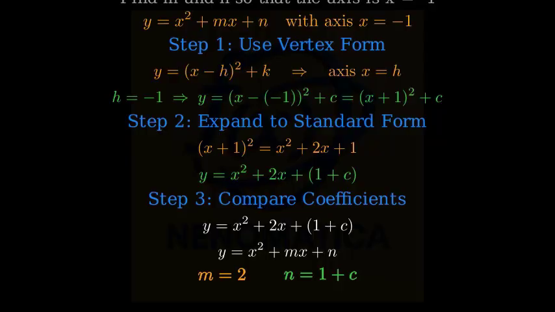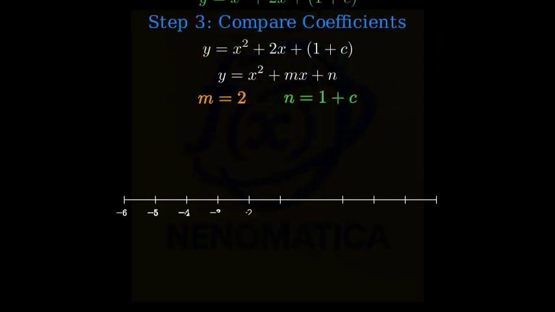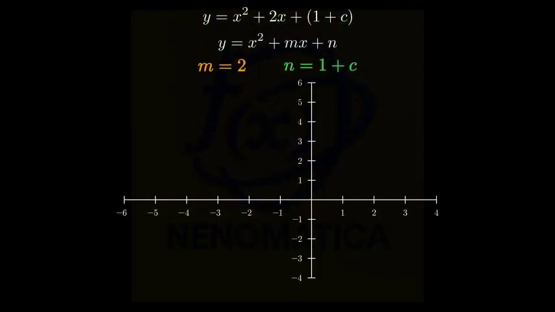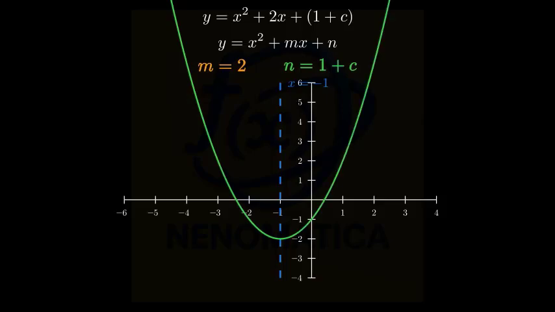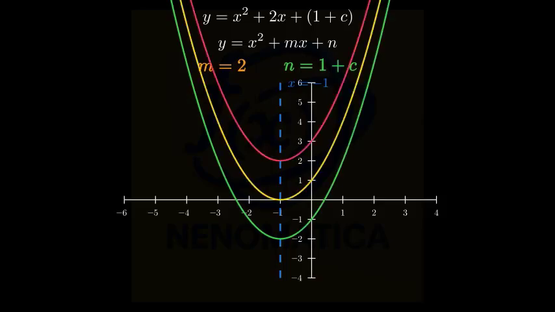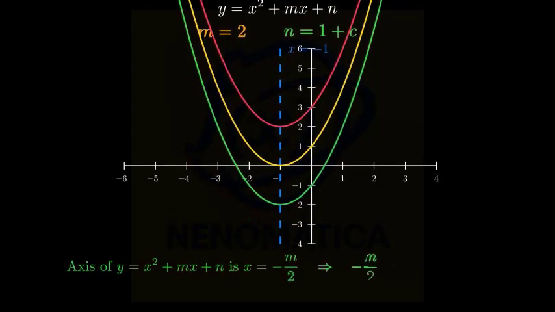Let us build intuition with a graph. We draw a coordinate system, and the vertical line x equals negative 1 as the axis. Now we will plot the family y equals the quantity x plus 1 squared plus c for a few values of c. Notice that all parabolas share the same vertical axis, but their vertical position changes with c. This is why m must be 2, because the axis for y equals x squared plus mx plus n is x equals negative m over 2, so setting that equal to negative 1 forces m to be 2.